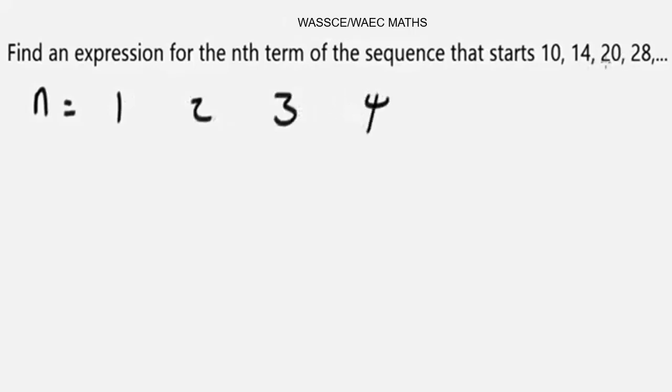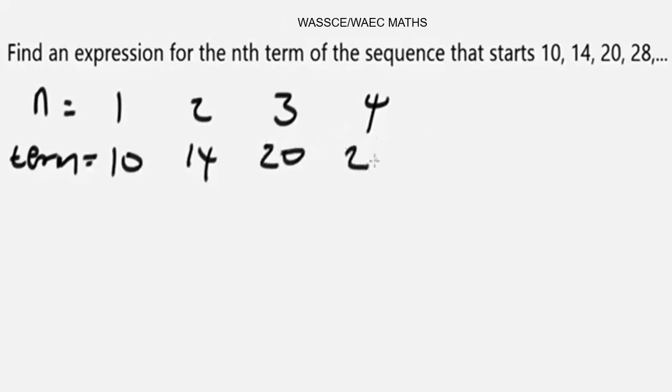If you look, this is not a linear sequence. It's neither an arithmetic sequence nor a geometric sequence. This is a quadratic sequence. Now, having brought out the term numbers, the terms themselves are: when n is 1, we have 10. When n is 2, we have 14. When n is 3, we have 20. When n is 4, we have 28.